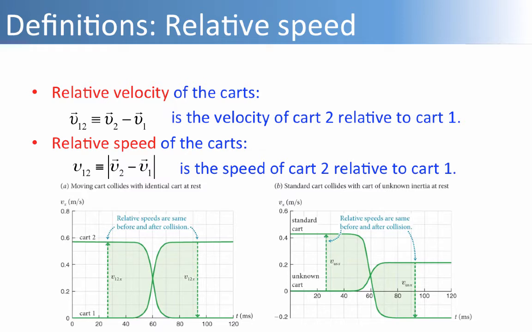Let's just take a quick look, though, at the difference between that and subtracting speeds. If we look at this post-collision situation and we subtract the speeds, which would mean the magnitude of the velocities, I would get approximately 0.2 minus approximately 0.2, which would give me approximately 0. So the difference between the speeds is actually not the right definition.